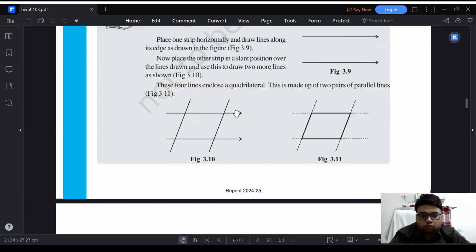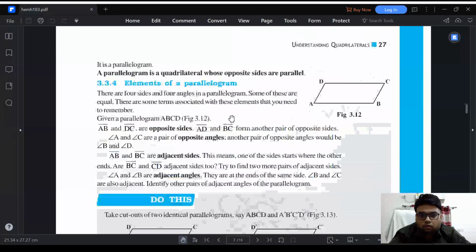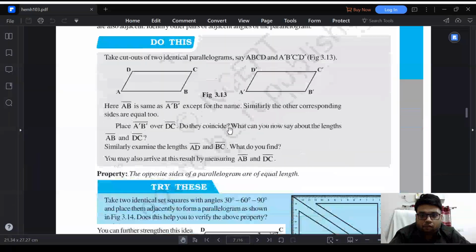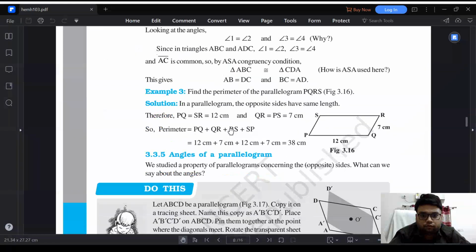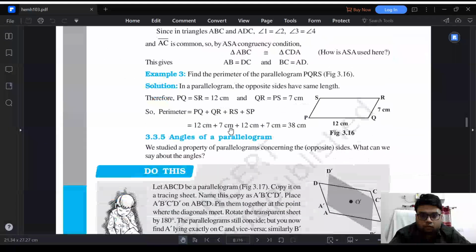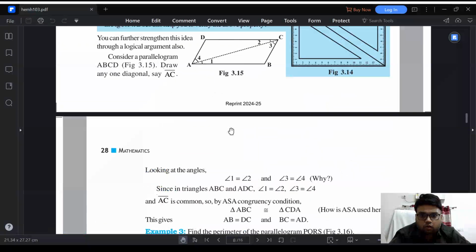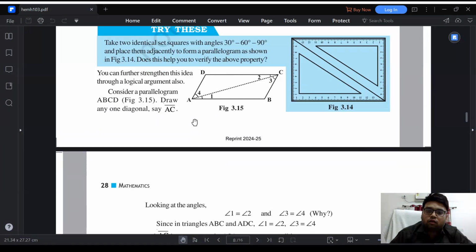Now look at the exercise portion. Just look at the example. They have given us the example. Firstly, see what they are trying to explain in the example. Take two identical set squares with angles 30, 60, 90 and place them adjacent to form a parallelogram, as shown here. Does this help you to verify the above property?